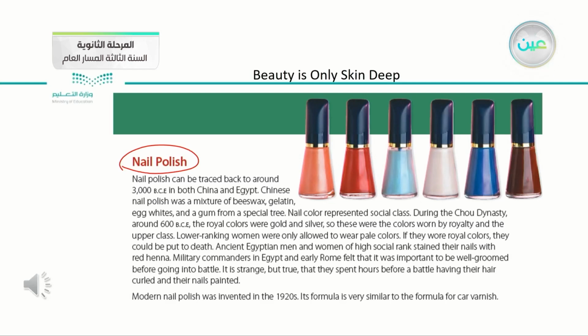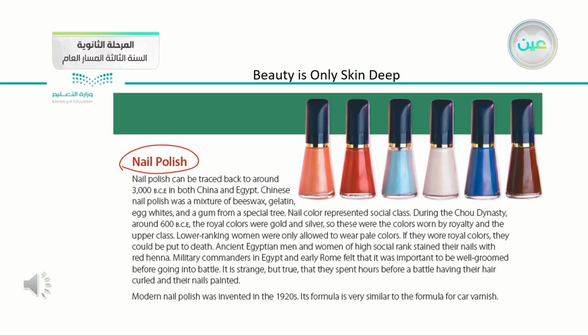Nail polish. Nail polish can be traced back to around 3000 BCE in both China and Egypt. Chinese nail polish was a mixture of beeswax, gelatin, egg whites, and a gum from a special tree. Nail color represented social class.